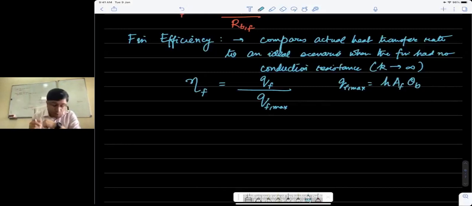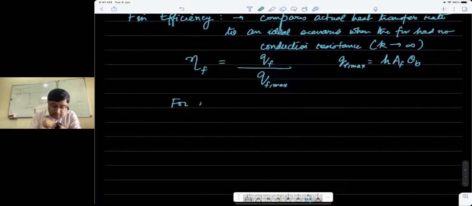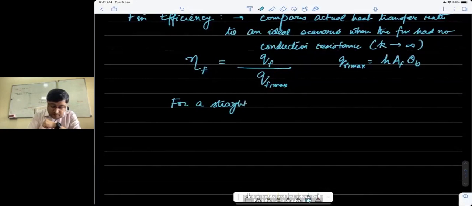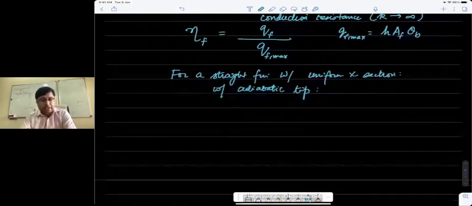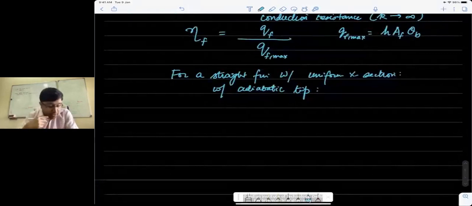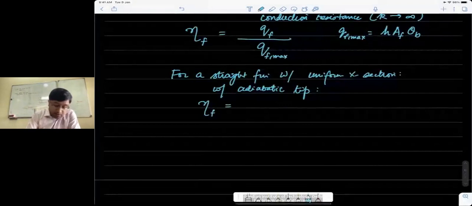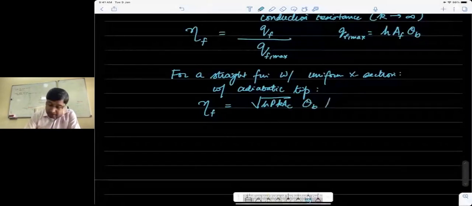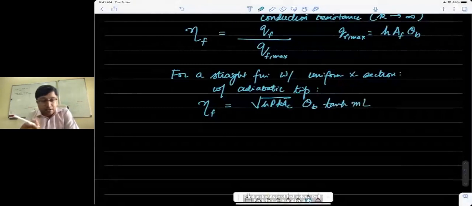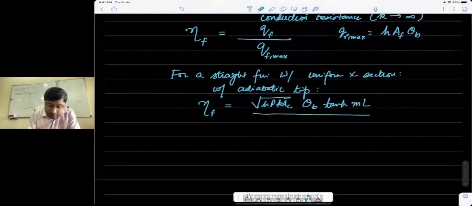So in this case, also we can do a quick calculation. Let's say we have a straight fin with a uniform cross section, and say we have an adiabatic tip. Or that is the condition that is given, that the end is insulated, the tip is insulated. So we can write eta f in this case to be square root of hP kAc times theta b times tanh(ml). Remember, there was this tanh function in this particular solution, divided by h Af theta b.